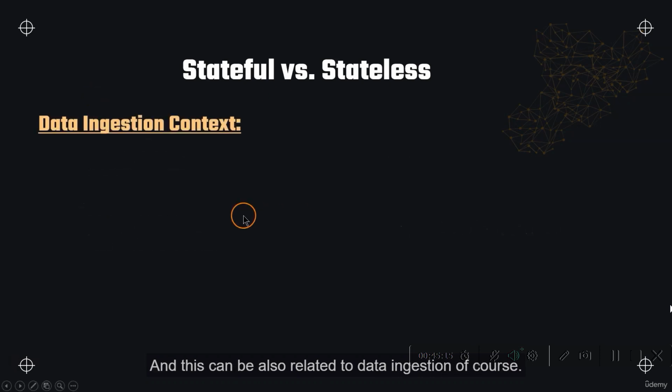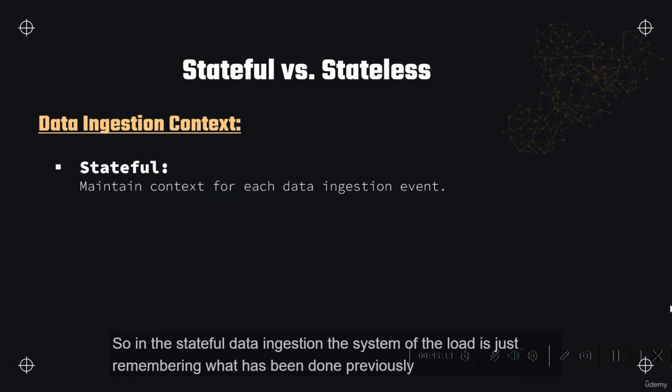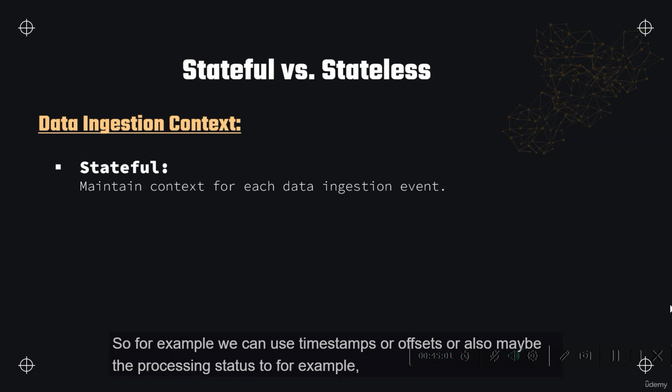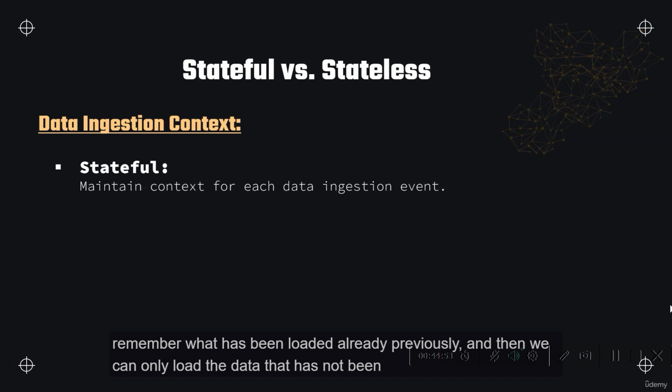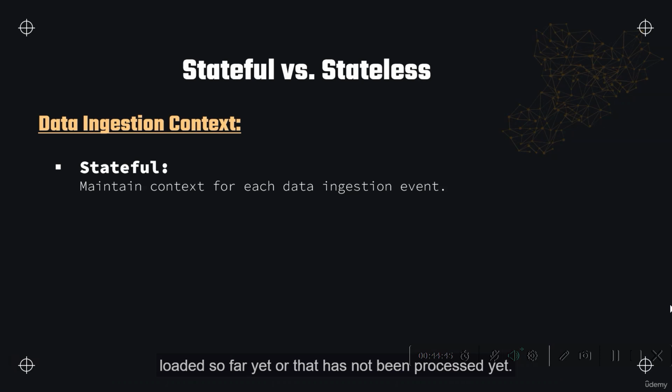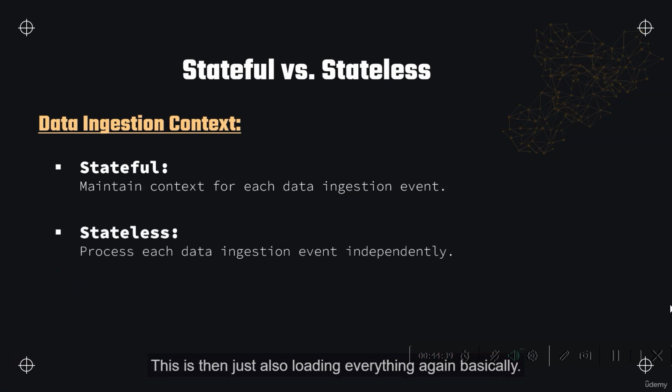And this can be also related to data ingestion, of course. In stateful data ingestion, the system or the loader remembers what has been done previously in an ingestion event. For example, we can use timestamps or offsets or also maybe the processing status to remember what has been loaded already previously. And then we can only load the data that has not been loaded or processed yet. And then we have, of course, also the stateless ingestion. This is then just loading everything again, basically.